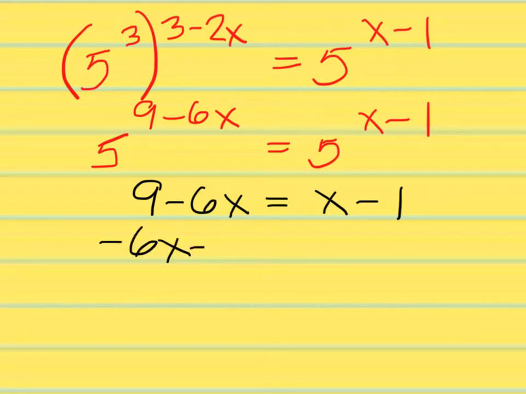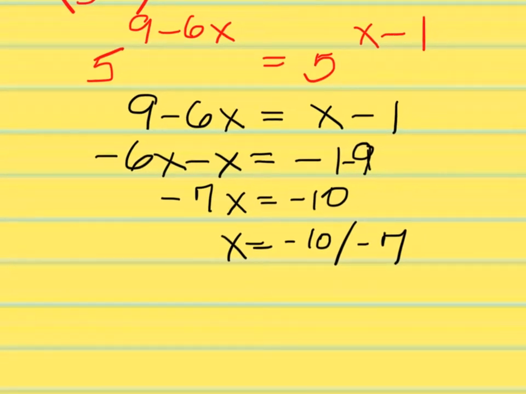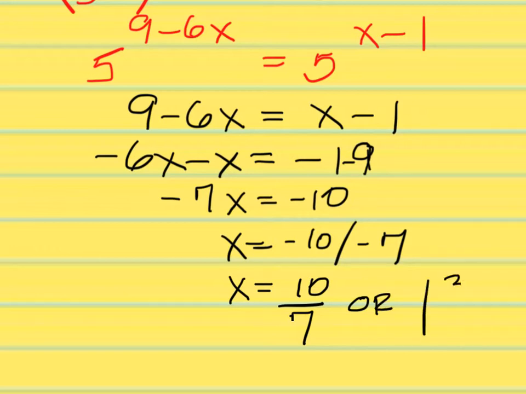Negative 6x minus x equals negative 1 minus 9. So that's negative 7x equals negative 10. Divide negative 10 by negative 7. And we come up with an answer of 10 over 7, or 1 3/7.